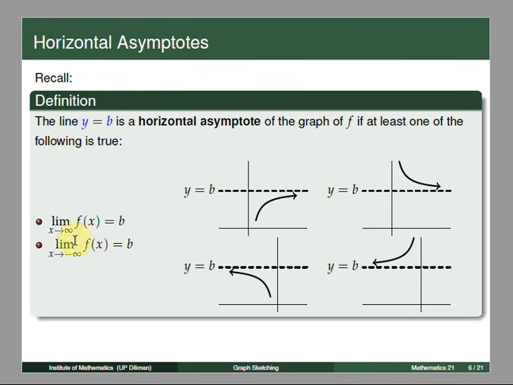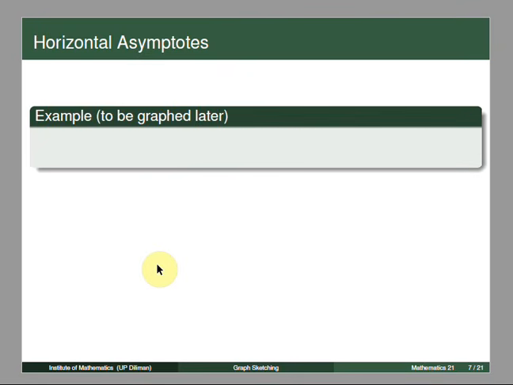So this is illustrated in the following image. These two illustrate the limit of f of x as x approaches infinity equal to b. The rest, this one below, illustrate the limit of f of x as x approaches negative infinity equal to b. Hence, we have horizontal asymptotes when we have a finite limit at infinity. Nice. Let's move on with an example.